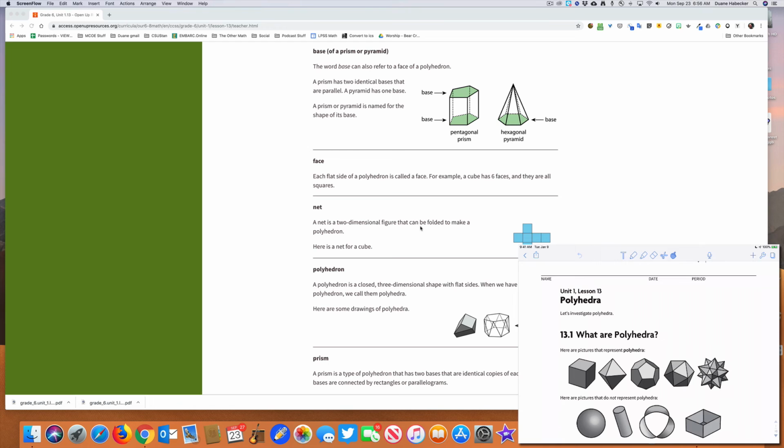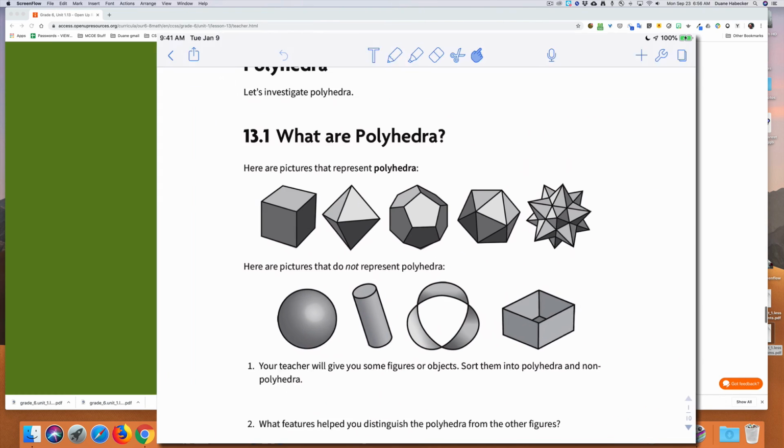So polygons, we've been studying polygons, flat figures like triangles or parallelograms and all that sort of stuff. So those are flat rectangles. These are all polygons. Well, if you take some polygons and in some fashion turn them into a three-dimensional shape, that's basically a polyhedra. And we're going to get into some details. So let's get started. We're going to start with talking about what is a polyhedra, right?